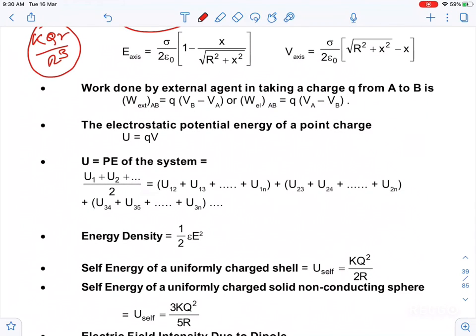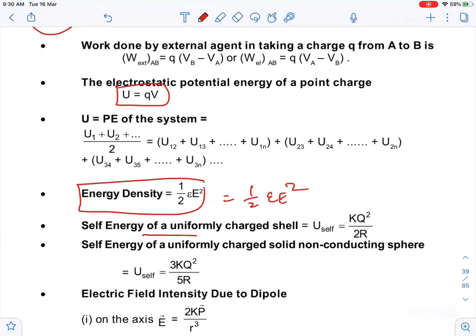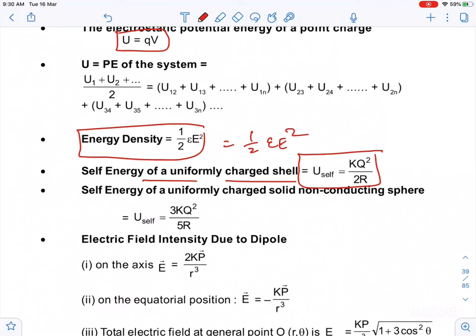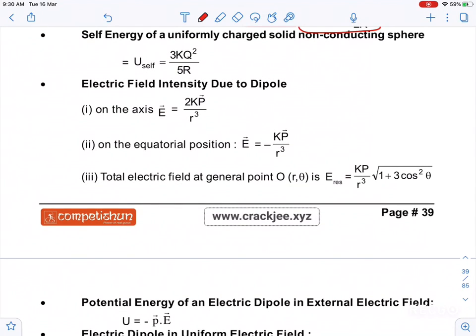Okay, now next thing is that potential energy you can write as q into v. So energy density is the most important thing here, which is equal to half into epsilon into e square, you have to keep in mind. And self energy of a uniformly charged shell, actually once JEE asked this question, kq square by 2r, only once. So guys, not very important. Now these are only once they have asked.